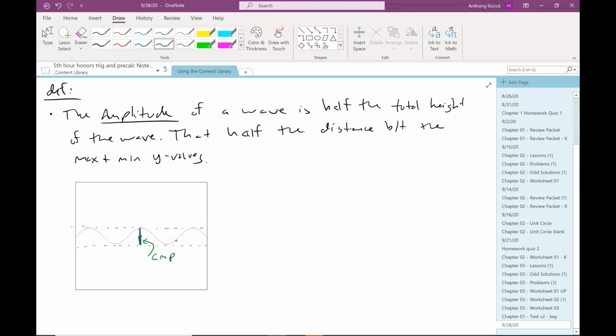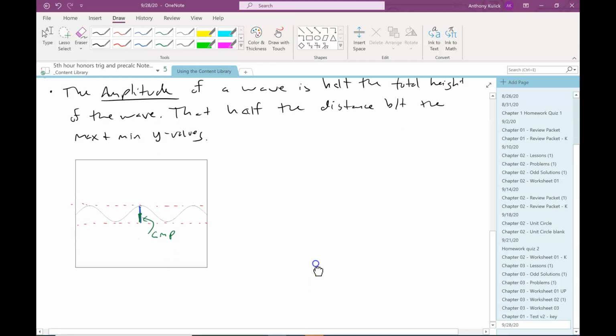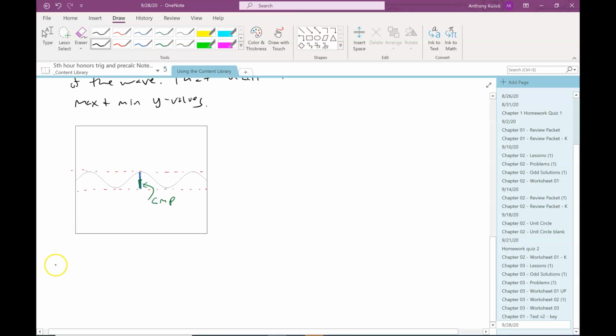Is everybody okay with that idea? And again, the visual is probably the more useful part of this than the in-words definition, at least in terms of practical use. We'll use the in-words definition to develop some ideas, but when it comes time to actually look at a problem and determine the amplitude, the picture will be more valuable to us than the words. Okay. Next up is the midline.